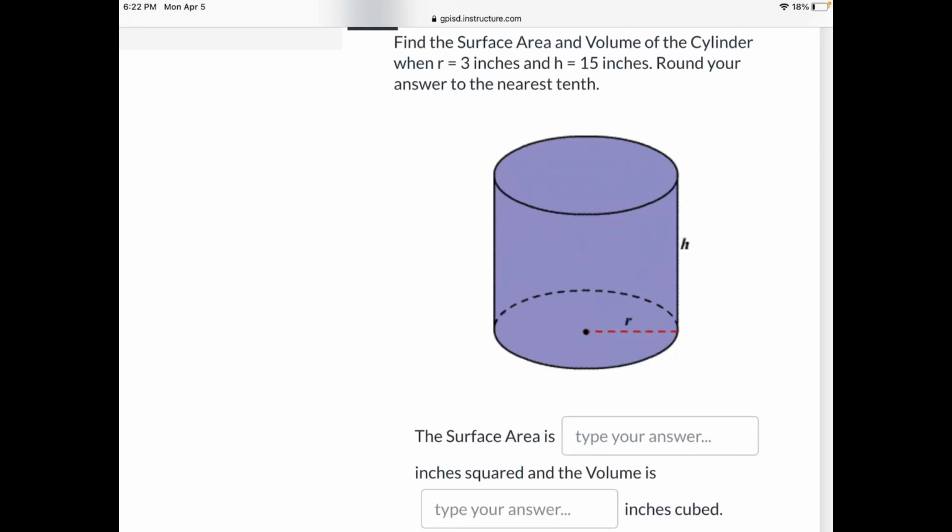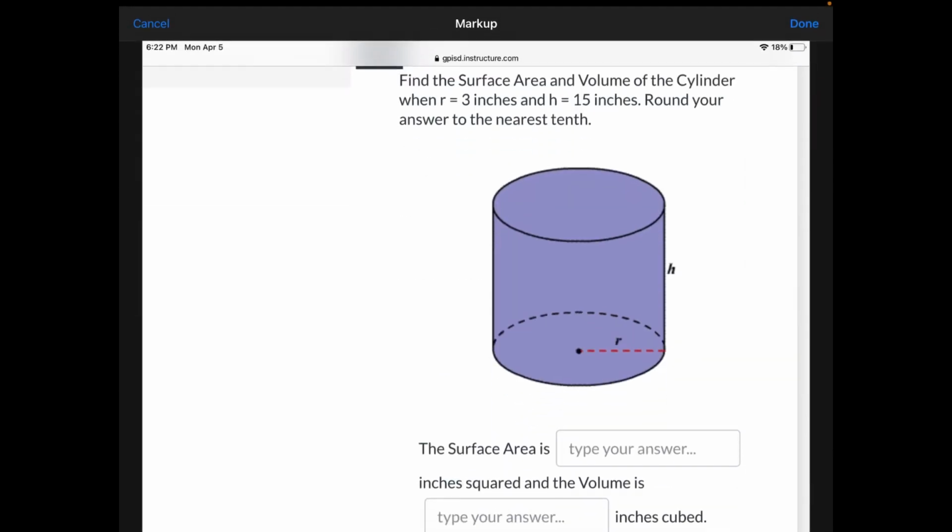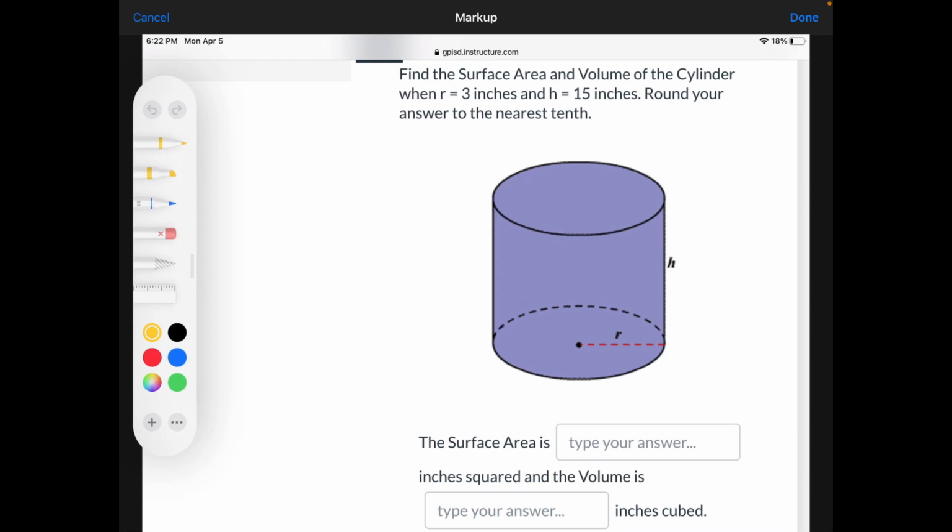Right, so here is dimensional change in 3D, and this can get a little complicated. Hopefully I can simplify it for you. Here we're going to find the surface area and volume of the cylinder when r is 3. So I'm going to write that in the picture real quick. Your radius is going to be 3, and the height is 15. Round your answer to the nearest tenth.